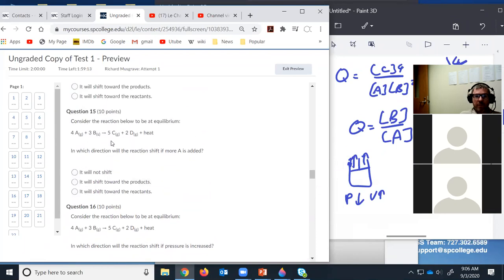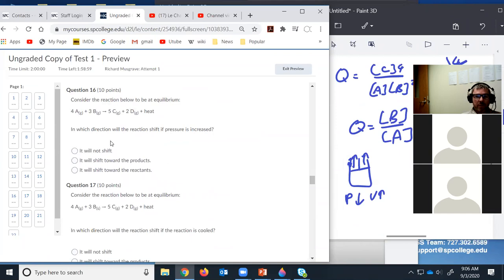All right, 15. If more A is added, which way will the reaction shift? It'll shift towards the products. Right, shift towards the products, that's right, to use up the A.